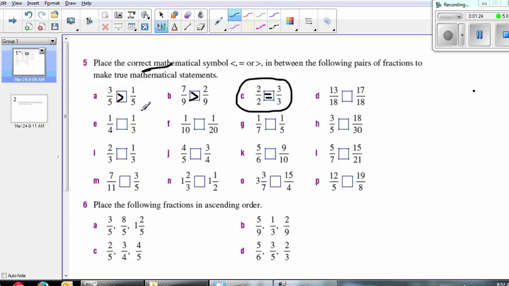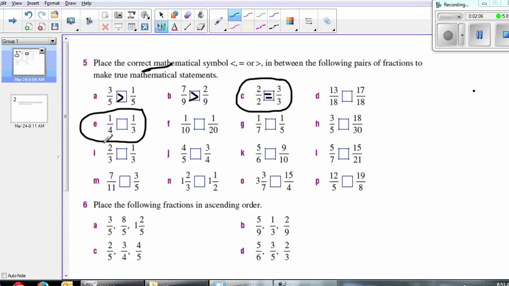I just want to come down here to E, because on E we have a situation where our two denominators are different. So before we can find out which one's greater than and which one's less than, we need to find a common denominator. The way that we do this is we need to find the multiples of 4 and the multiples of 3. It's easiest just to list them. We know our 4 times tables: 4, 8, 12, 16, 20, and so forth. For 3, our times tables are 3, 6, 9, 12, 15, 18, 21, and so on.